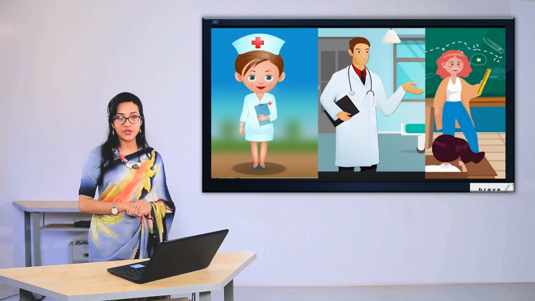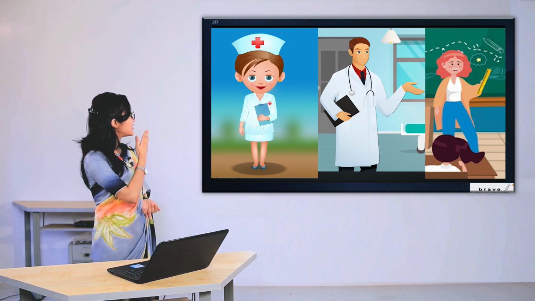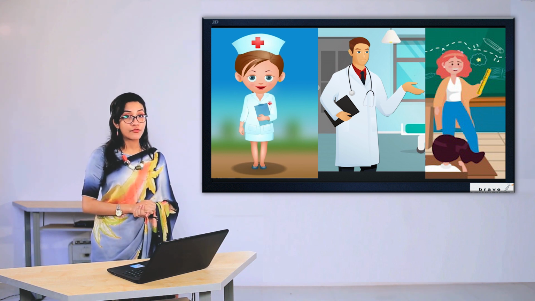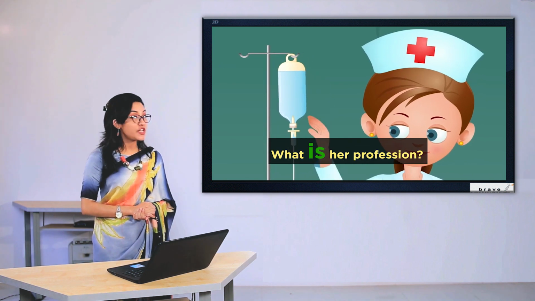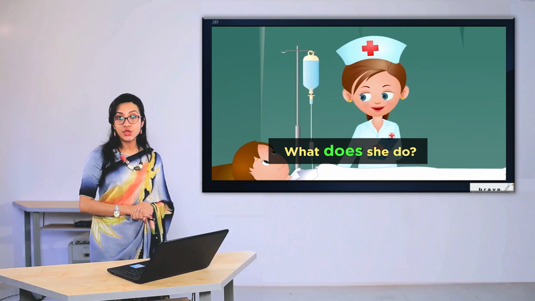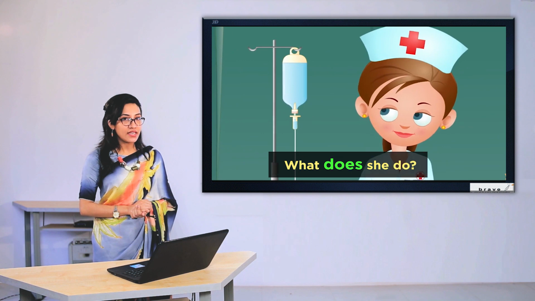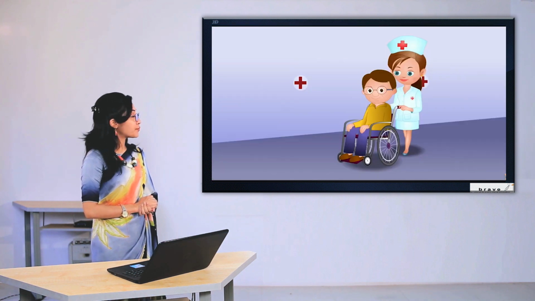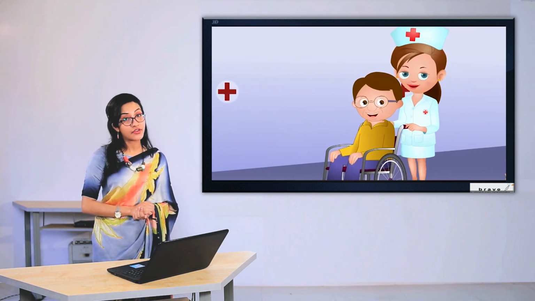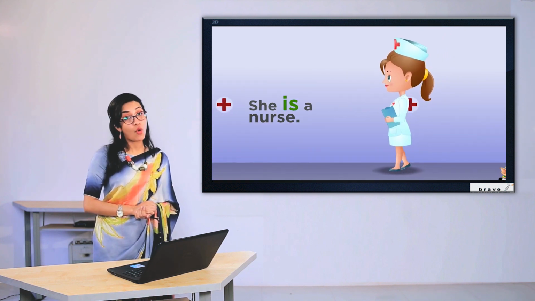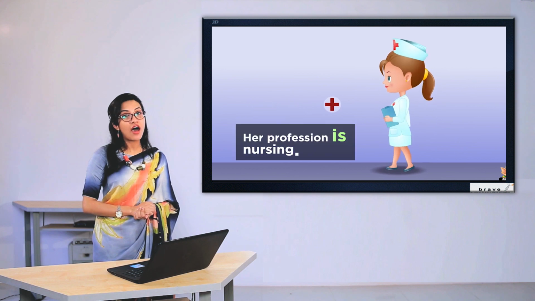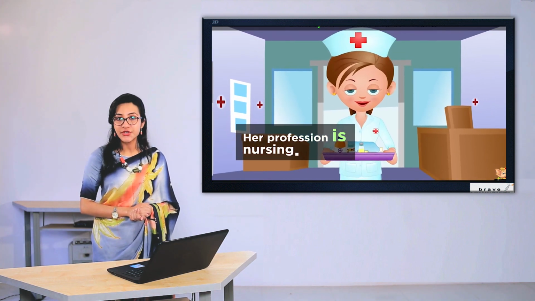Now let's look at this picture. What can you see in this picture? Here we can see three different people who are from different professions. Let's look at the first one. What do you think? What is her profession? What does she do? As you can see, the person in the picture is a nurse. So we can say that she is a nurse, or that her profession is nursing.